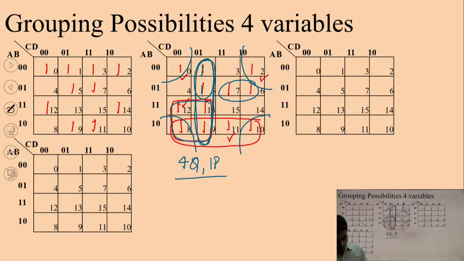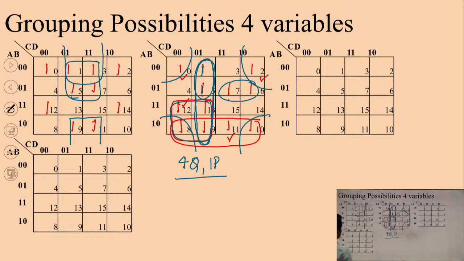And for the previous question, I have got one answer in the chat box: 3 quads 1 pair. So let's check whether 3 quads 1 pair is the correct one. So this 5 and 7, for this definitely this group has to be there. For this 9, 11, this has to be the quad. Okay. So 2 quads are there.